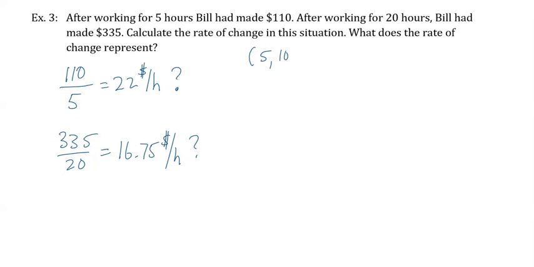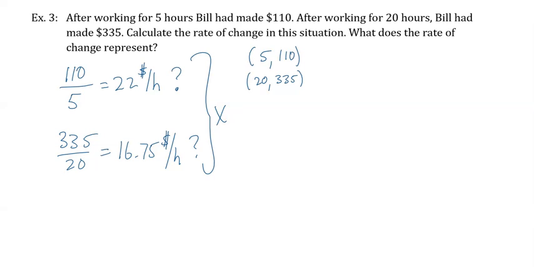So in all of these questions, if you don't know, you could try both on your calculator, and if they are the same, then it goes through 0. That's like a check. But really today what you're supposed to do is use both points, and we do 335 minus 110 over 20 minus 5.